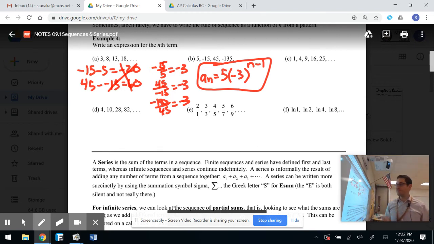5 times 1 is 5, and that's my first term. Let's check the second term. Second term means I put a 2 in there for n. 2 minus 1 is 2. Oh, that's 15. Let's try another one.